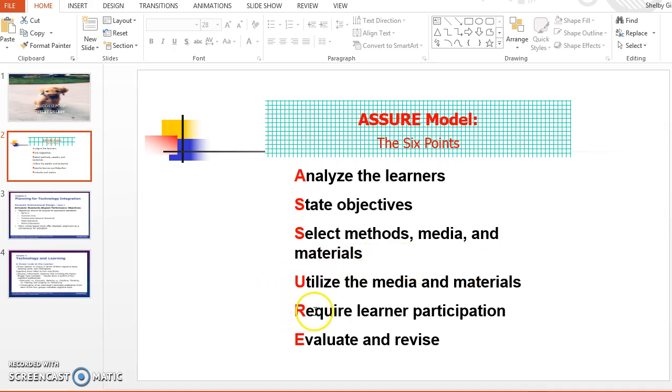I didn't really have a problem with the step of requiring learner participation, but the last one, where you are supposed to evaluate and revise, it looks like, according to the model, you are just supposed to keep going through the steps over and over again until your lesson seems to be effective. And I was thinking, what if this model isn't working? What is a different model you would pursue if you were going back through the steps, but you weren't getting any better at engaging your students?